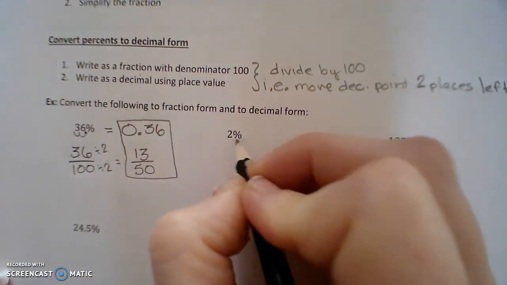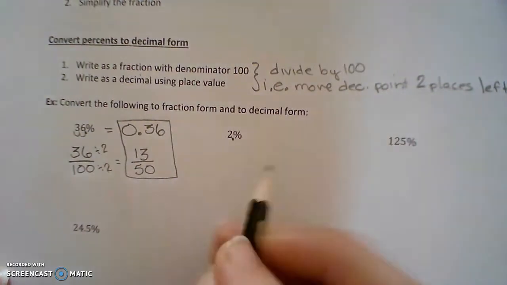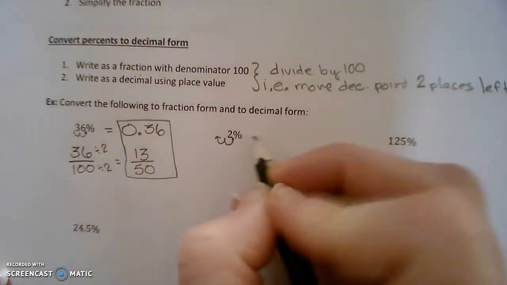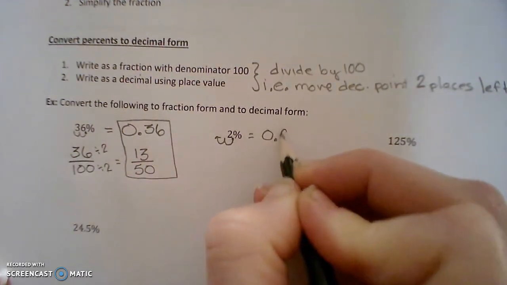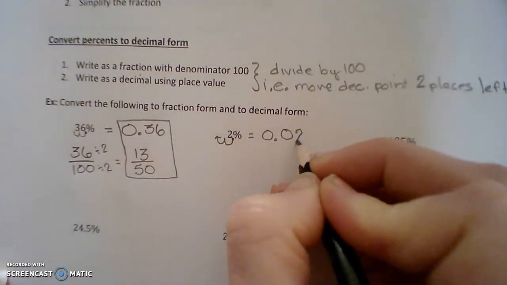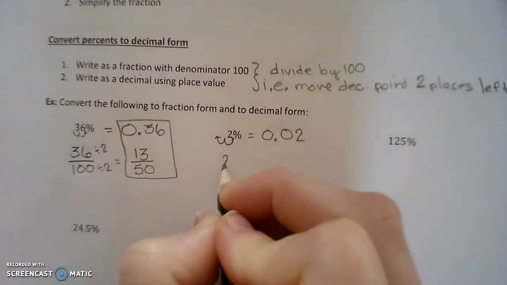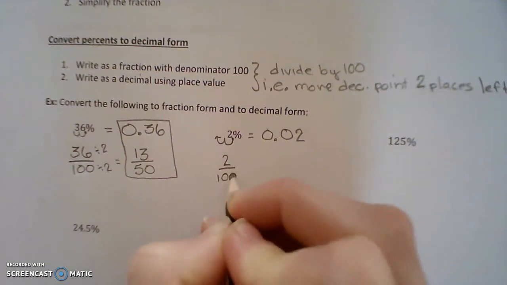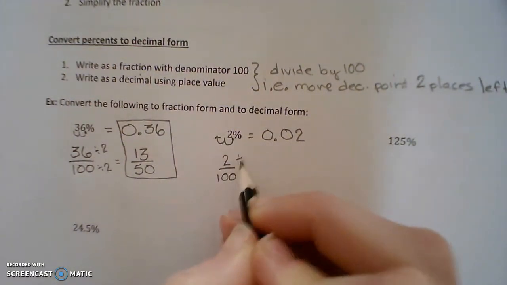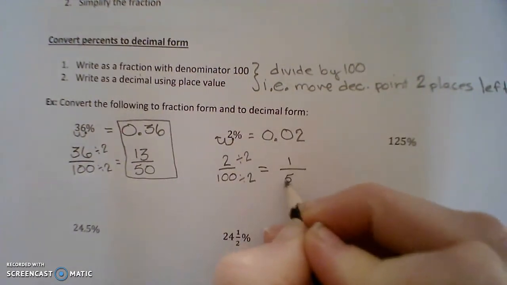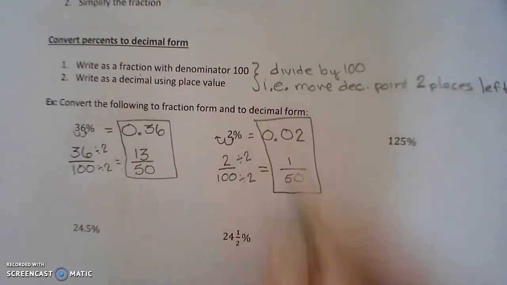Let's write 2% as a fraction and a decimal. Decimal first because it's easiest. Take that decimal point and move it 2 places over, which introduces a placeholder in the tenths place. So you can write that as 0.02. And to convert it to a fraction, write it as 2 over 100. Notice I can reduce that fraction by dividing numerator and denominator by 2. 2 divided by 2 is 1. 100 divided by 2 is 50. And there we have it. 2% as decimal or fraction.